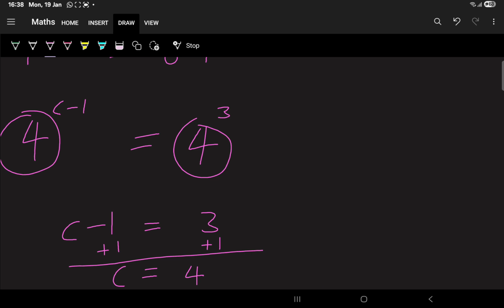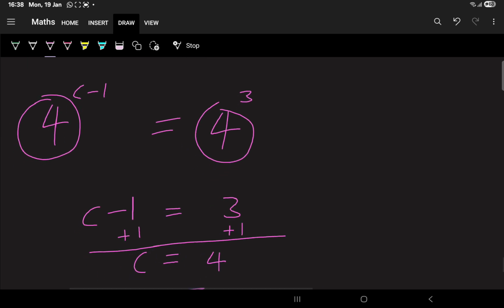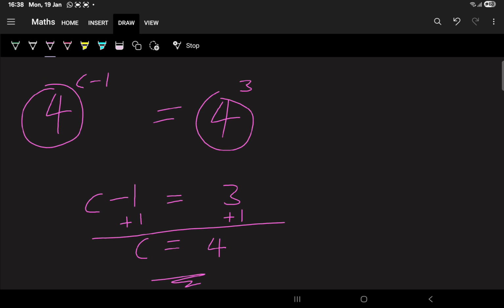Again, if you want to confirm your answer, you just plug the value of c back into the original equation, and 4 minus 1 is 3. So the left hand side equals the right hand side, so I know this is correct.